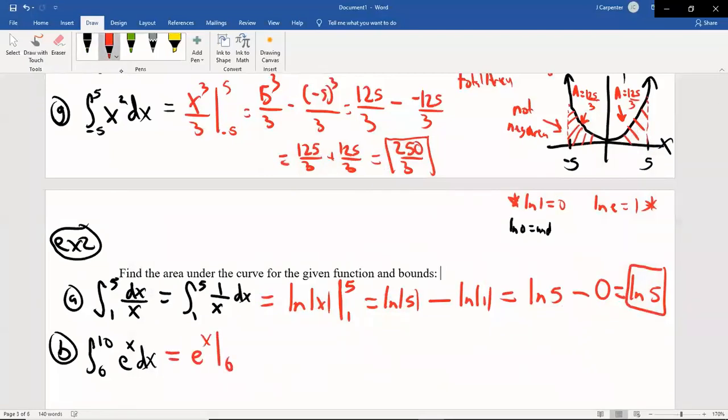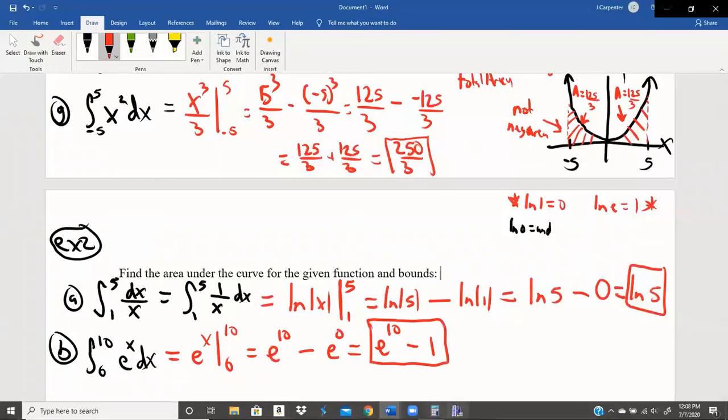We're evaluating this from 0 to 10. So e to the 10, that's plugging in the upper limit, then minus e to the 0, that's plugging in the lower limit. Don't you dare ever leave exponents of 1 or 0. Evaluate them. e to the 10, no idea, it's e to the 10th. Minus, anything to the 0 power is 1. That's the answer. That's all you can do with it.